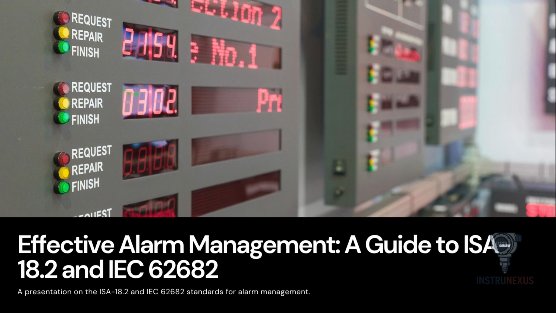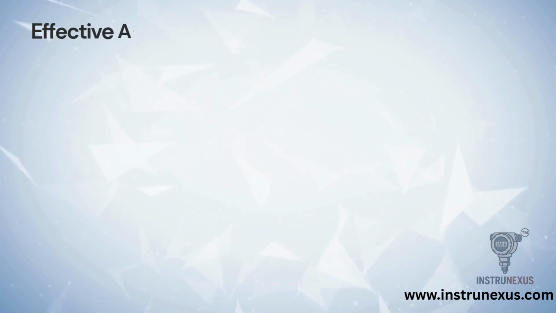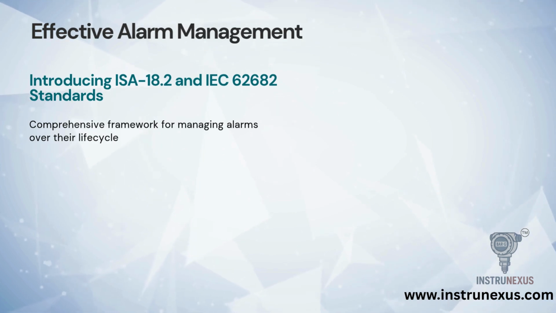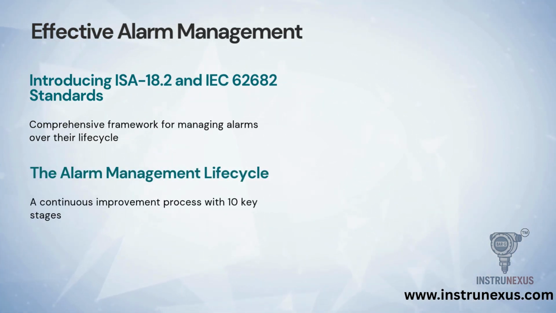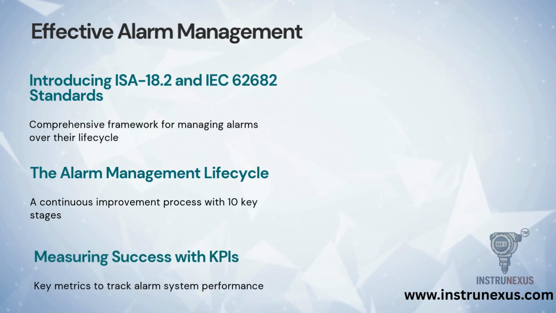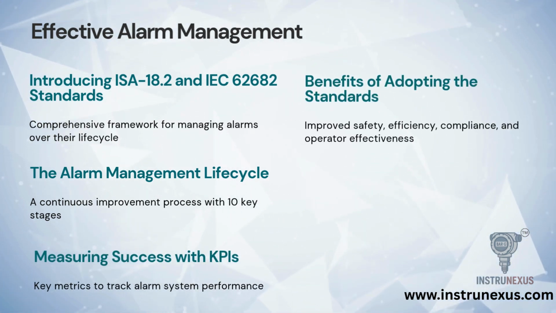Today, we are going to walk through the comprehensive framework defined by the ISA 18.2 and IEC 62682 standards, which guides how we manage alarms over their entire lifecycle. We will dive into the alarm management lifecycle itself, a continuous improvement process that consists of 10 key stages to ensure your system remains healthy.